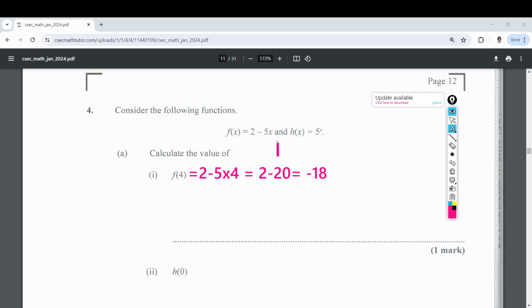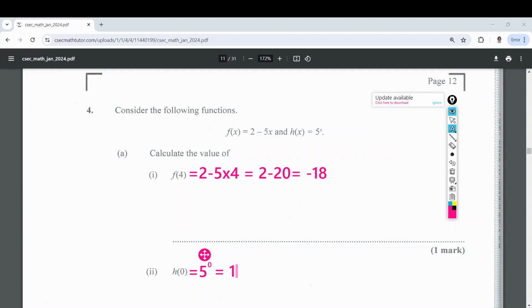The next one, guys, this is also easy. All we have to do here is put a 0 where you see the x. So we're gonna get 5 to the power 0, right? And anything to the 0 power, guys, is 1. So the answer for this question is 1.